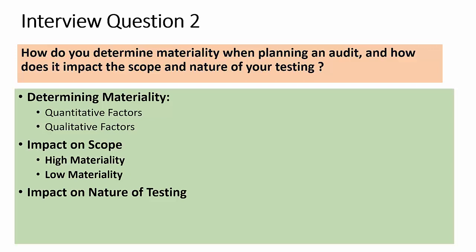Nature of testing. For example, when materiality is high, the auditor may conduct less detailed testing, relying on broader analytical procedures and less granular transaction testing, and this approach is more risk-based and efficient. On the other side, with a lower materiality, the auditor performs more in-depth testing of individual transactions and account balances to capture even minor misstatements and ensure higher accuracy. Along with that, we do risk assessment. So materiality influences the risk assessment process. So high materiality reduces the risk appetite, leading to more conservative risk assessment and additional substantive testing.